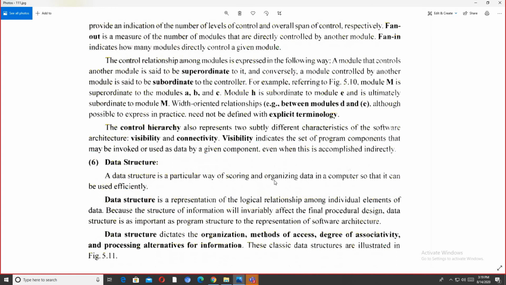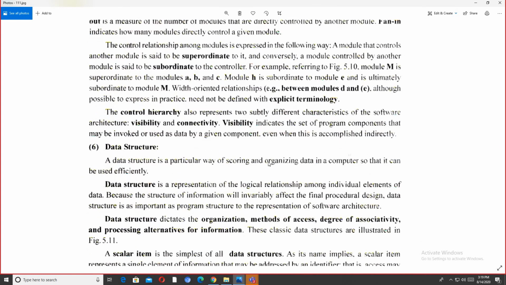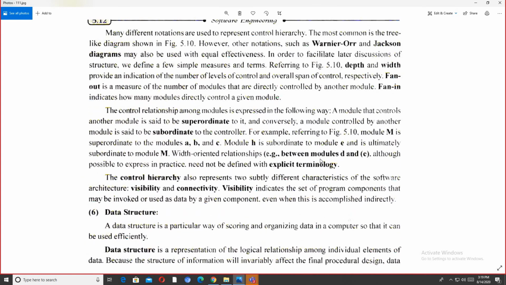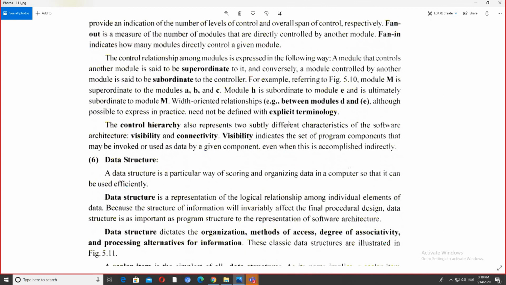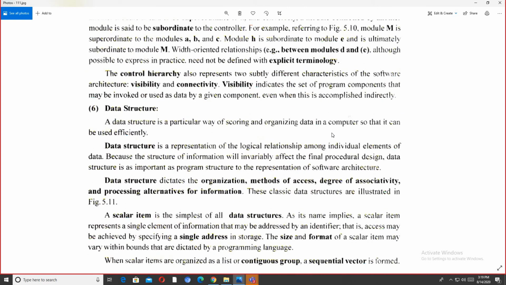Moving further, we can see subordinate and superordinate. In the control hierarchy, whoever is at a higher position than you will be your superordinate, and whoever is on a level below yours will be a subordinate. Similarly, there will be various modules which will be either subordinate to a particular module or superordinate to a particular module. It is always describing a control relationship between modules.